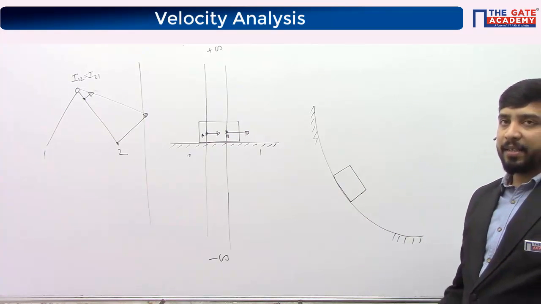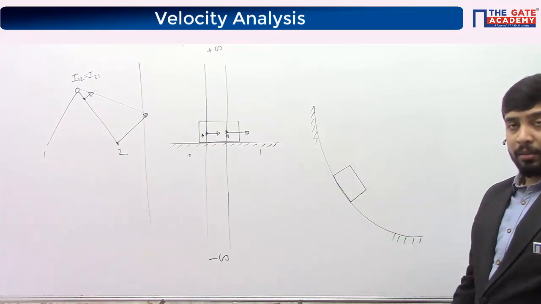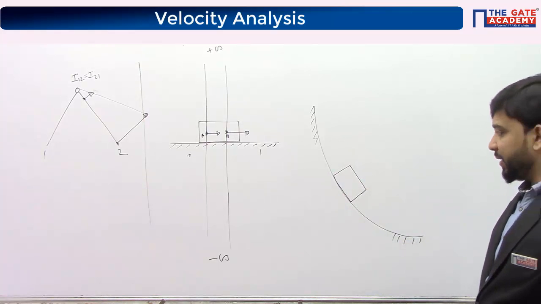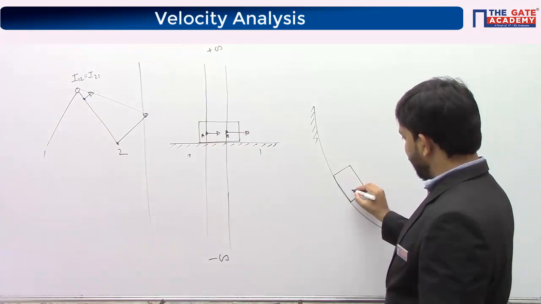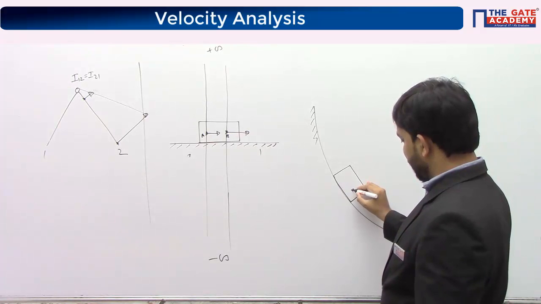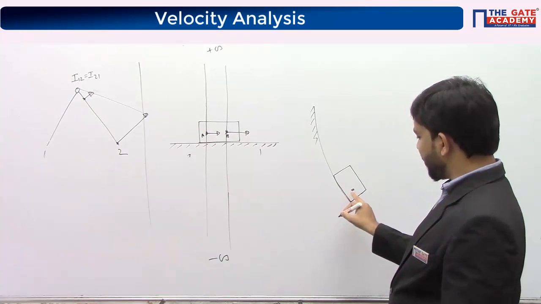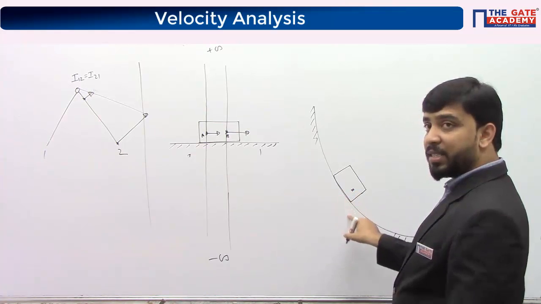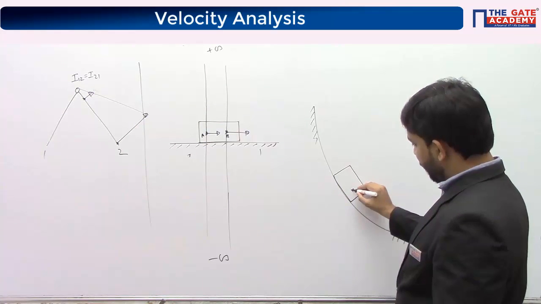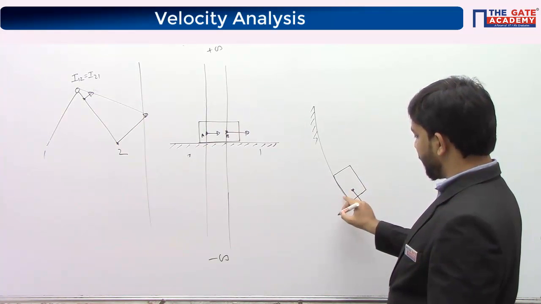This block is sliding in this curved path, okay? You choose any 2 points and draw velocity vectors. I'm choosing this point, so I'm drawing the velocity vector. If I draw the velocity vector here, it will be tangential to this curved path, okay? So the velocity vector drawn here is tangential to the curved path at this point.